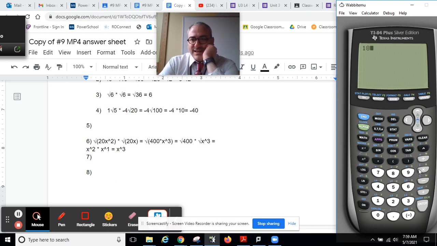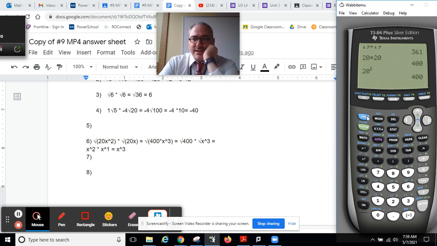But like 18 times 18 is going to be 324. 19 times 19 is going to be 361. And then 20 times 20, you guessed it, that's 400. Which is the same thing as 20 raised to the second power is 400.